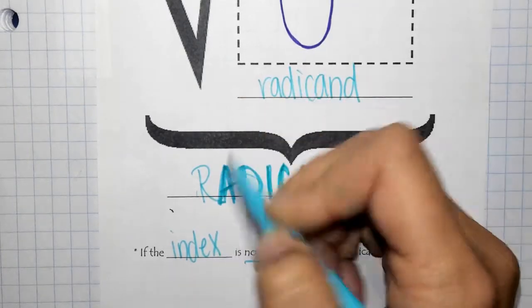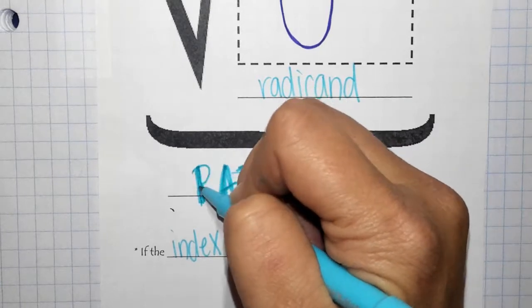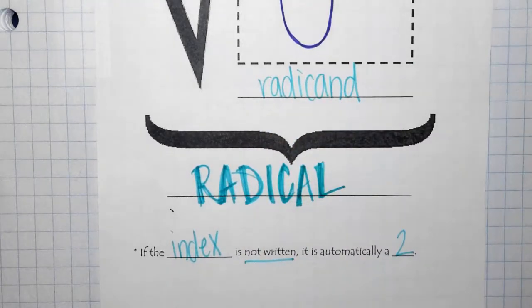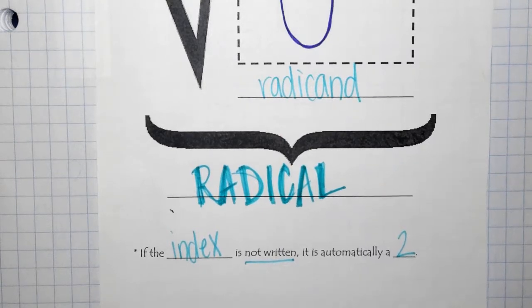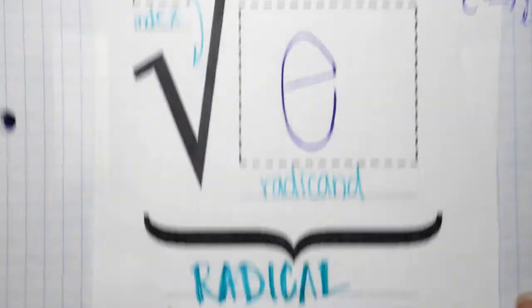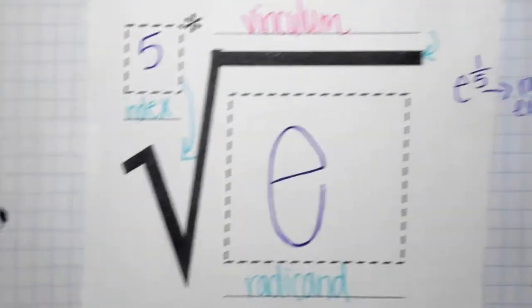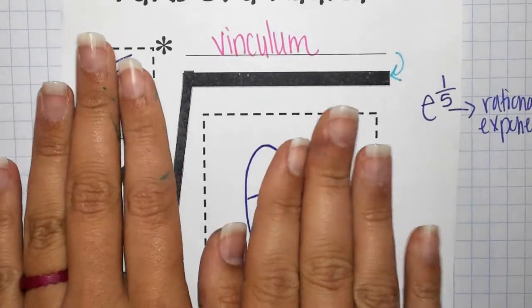All right. So what's the little number out front called? The one that's in a mullet. Index. What is the bar at the top called? The vinculum. What is the number inside the house called? Radicand. And what's the whole thing called? Radical. Good. Now, let's talk about what this means.